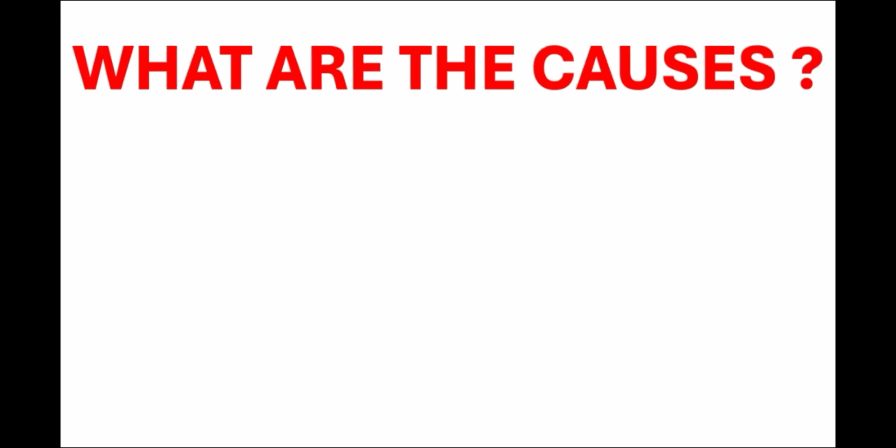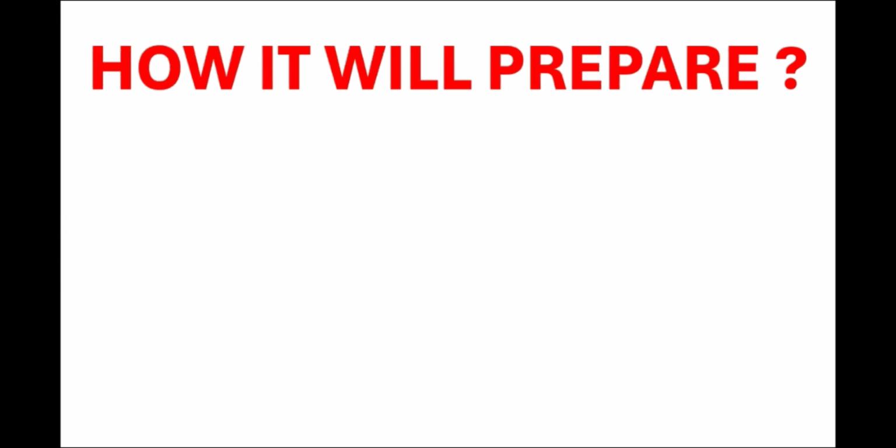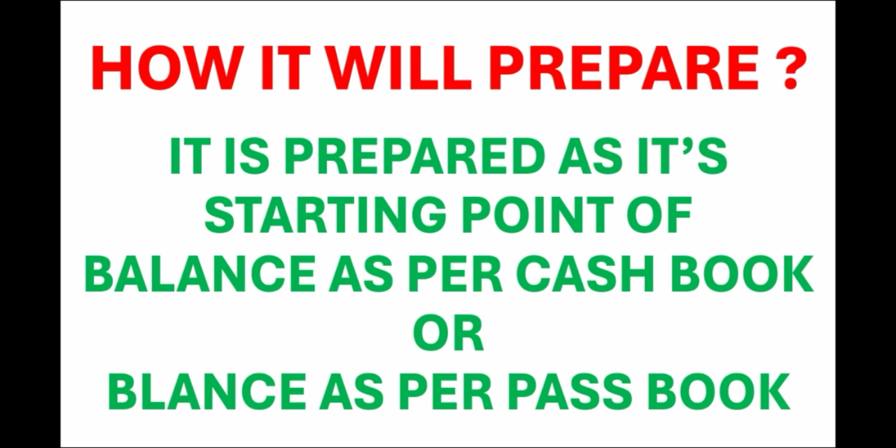What are the causes? First, errors a bank or business may make. Second, time difference in recording and entry. Examples: checks issued but not yet presented for payment, checks paid but not collected, direct debits made by the bank, amounts directly deposited in the bank, interest collected by the bank. How is it prepared? It can be prepared starting with the balance as per cash book or the balance as per passbook. With either book we can prepare BRS.